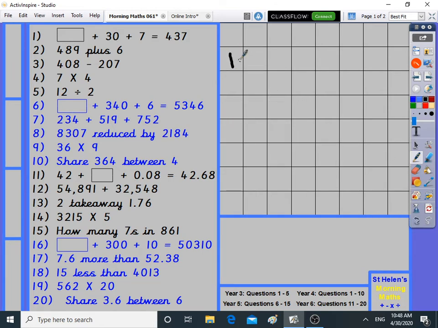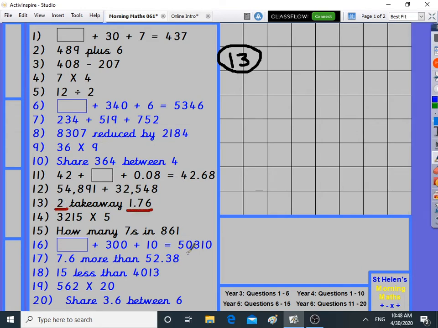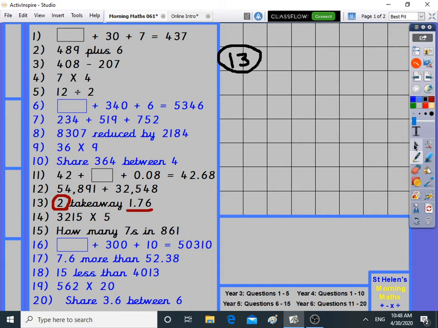This is 2 take away 1.76. In takeaway, when you're going to do column method, you've got to know which number is bigger. What's bigger? Is it 2 or is it 1.76? Well, 2 is bigger. It might not look bigger because it only has 1 digit, and 1.76 has 3 digits, but 2 is bigger because I say it like this. 2 is more than 1 and a bit. Simple as that. After the decimal point is just bits, and 2 is more than 1 and a bit.